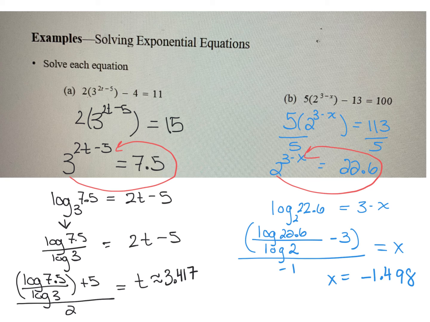So I added the 13 over, divided by 5, converted to logarithmic form, used change of base, subtracted the 3 and divided by negative 1, and you should have got that x is approximately negative 1.498.